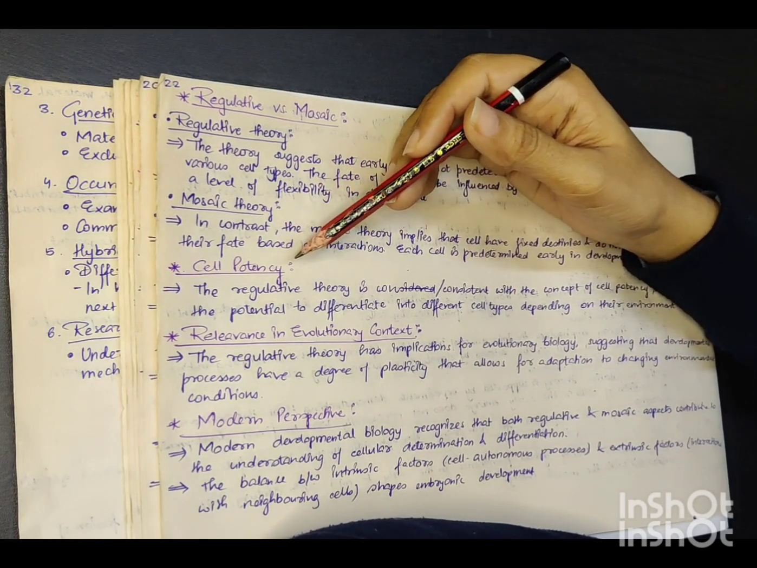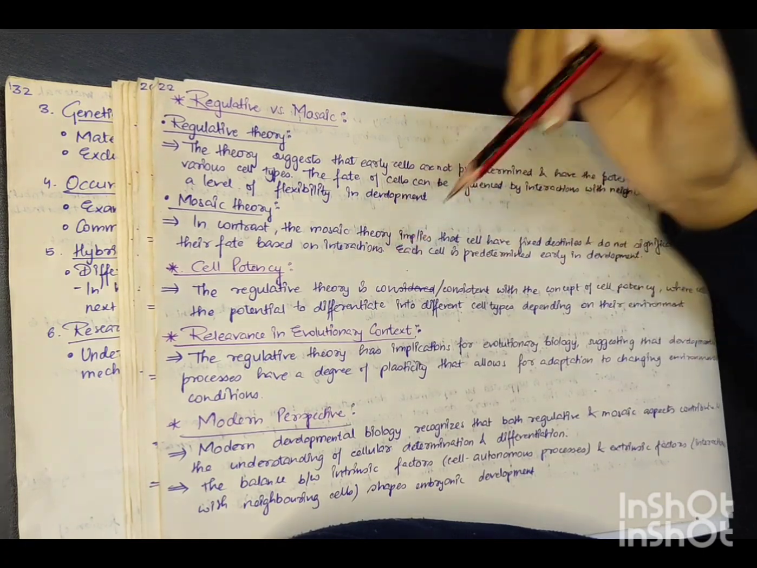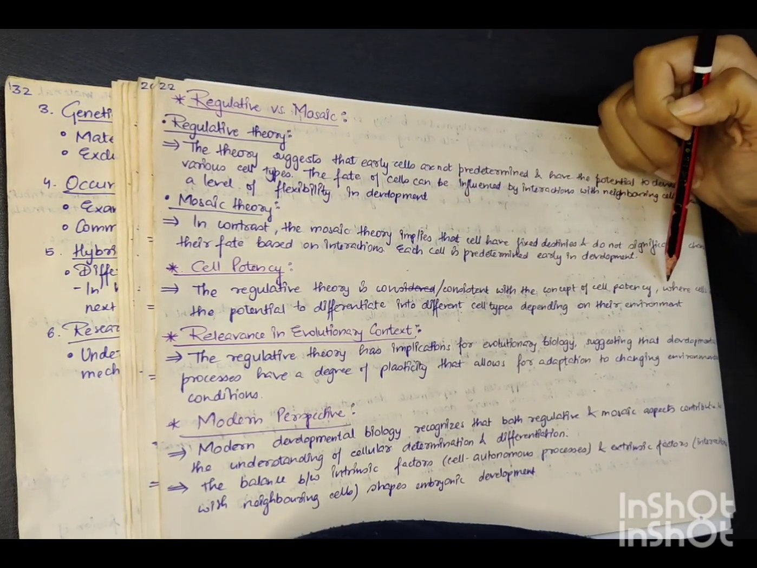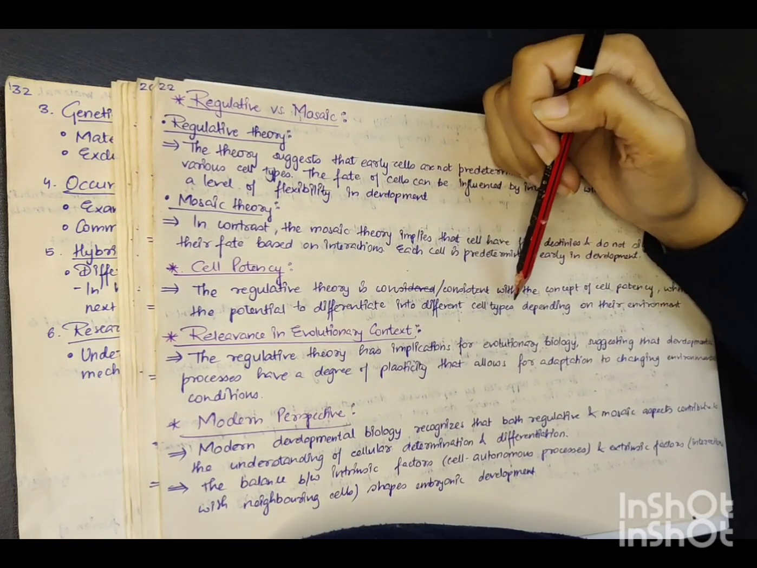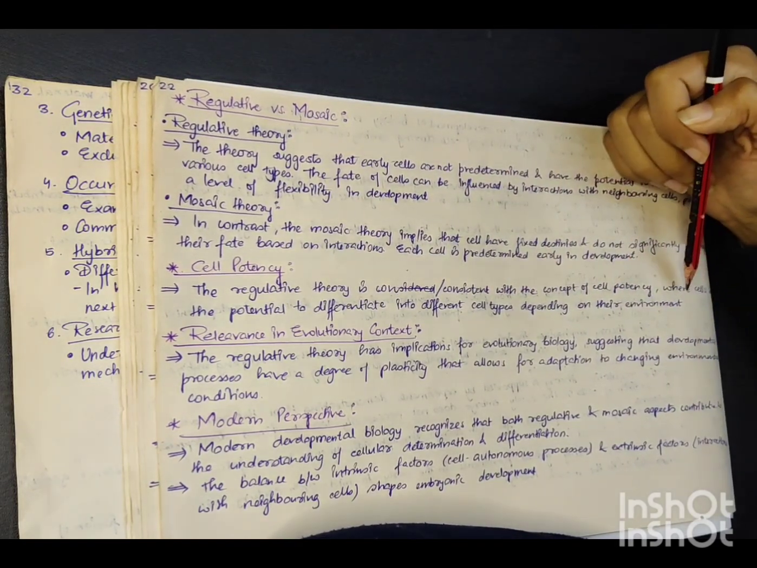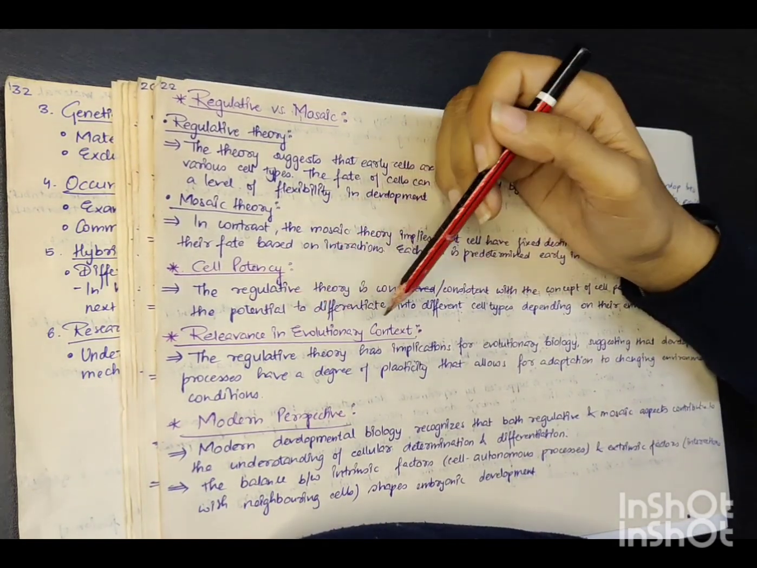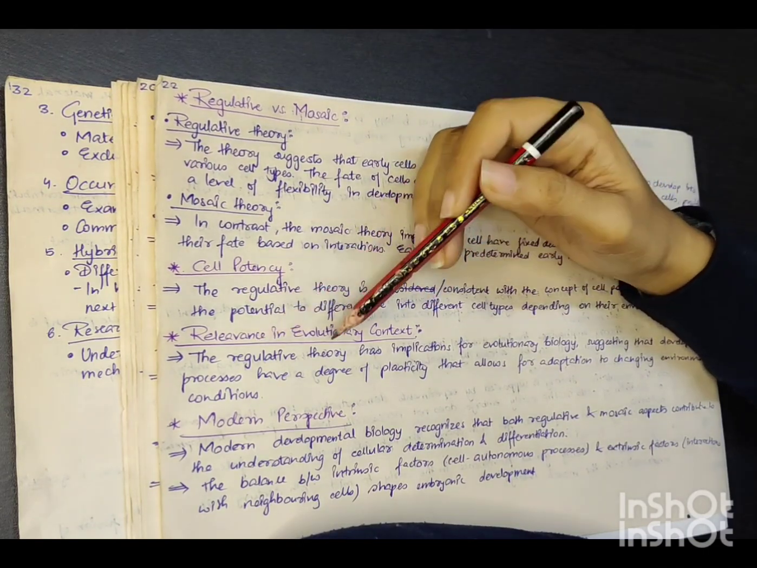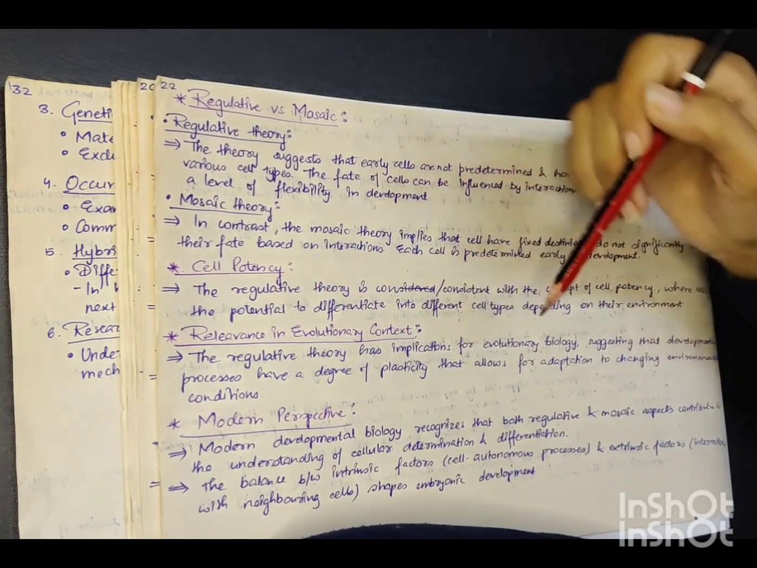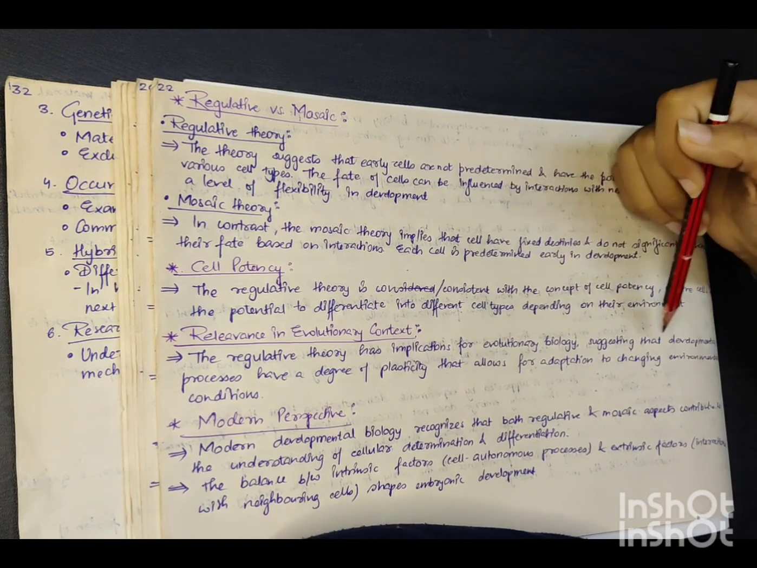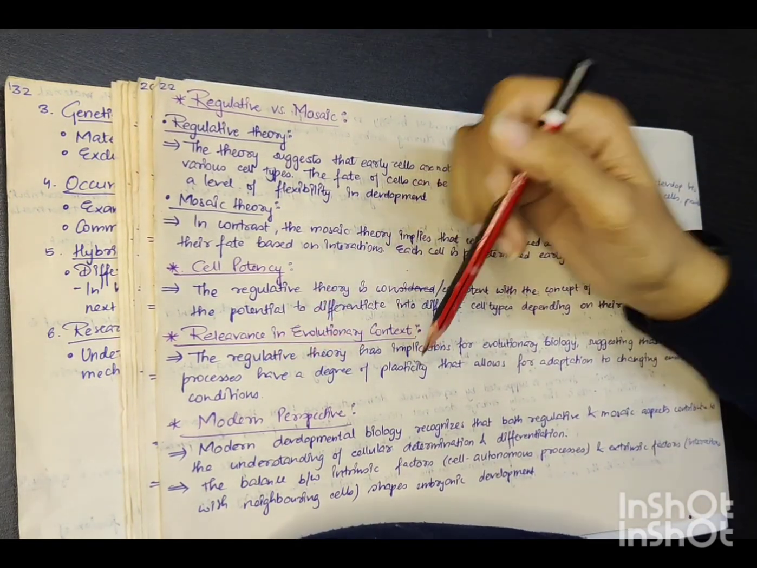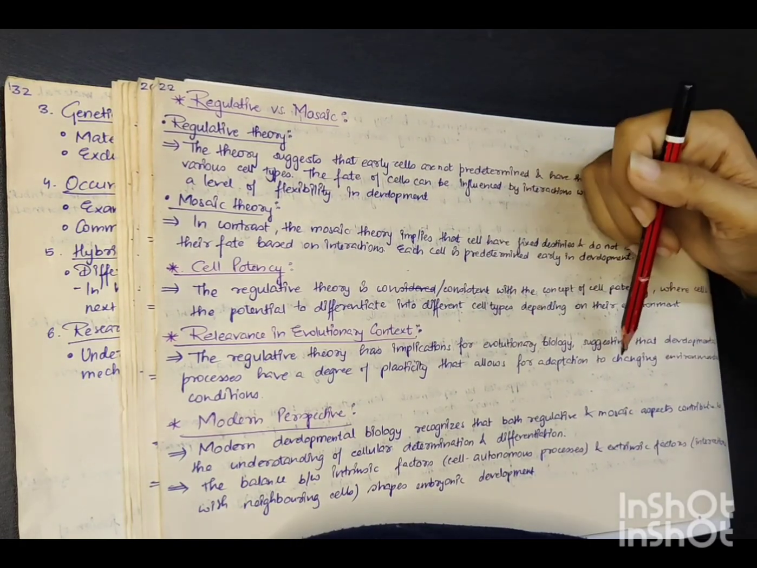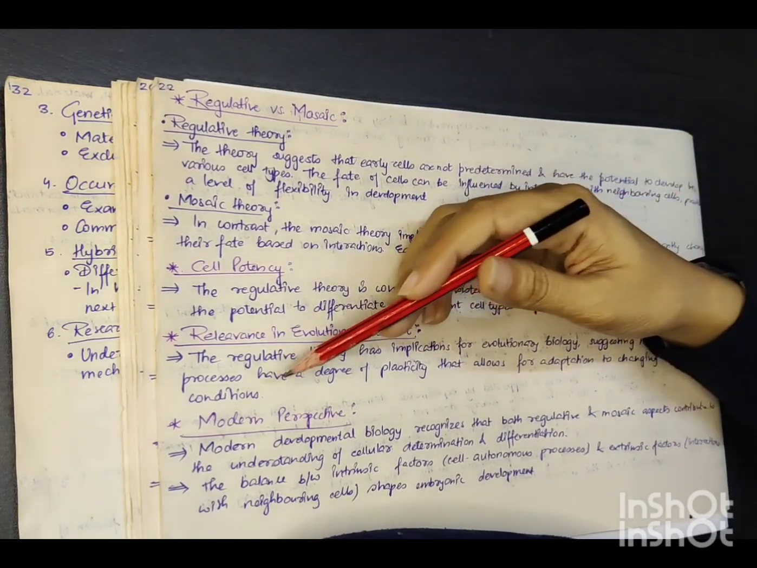Cell potency. The regulative theory is consistent with the concept of cell potency, where cells have the potential to differentiate into different cell types depending on their environment. Relevance in evolutionary context. The regulative theory has implications for evolutionary biology, suggesting that developmental processes have a degree of plasticity that allows for adaptations to changing environmental conditions.